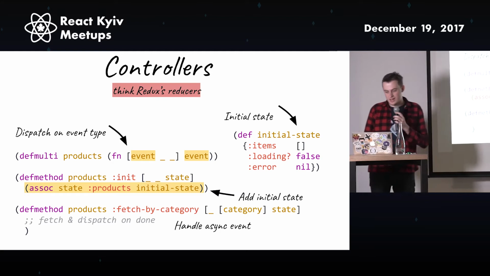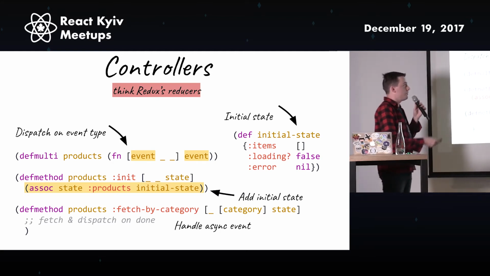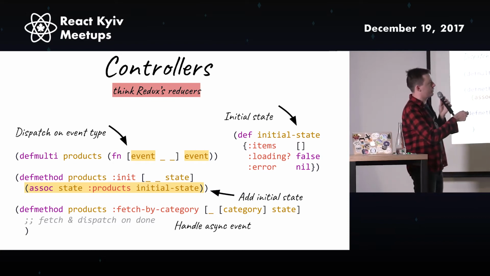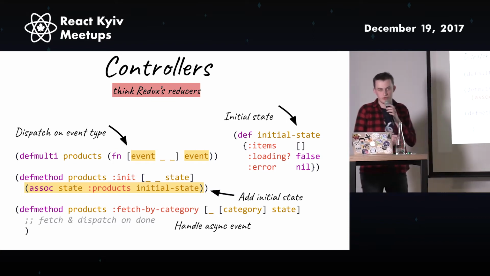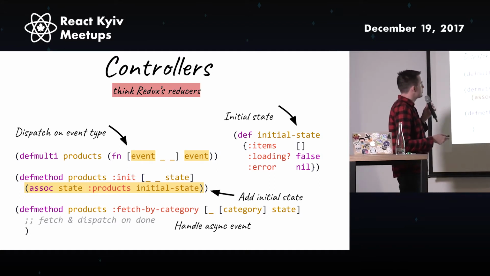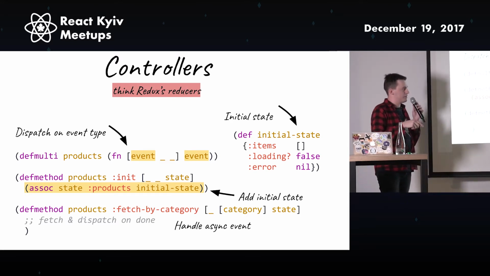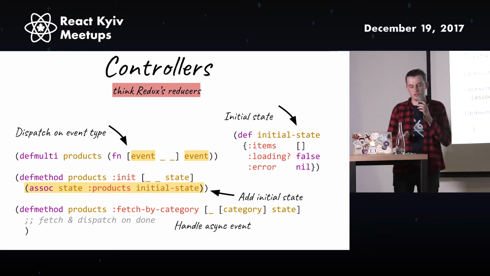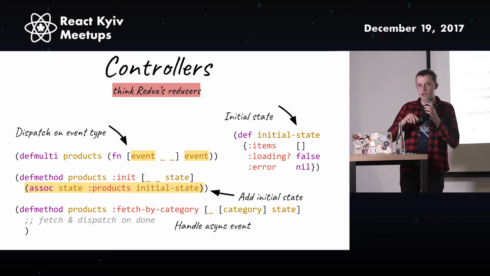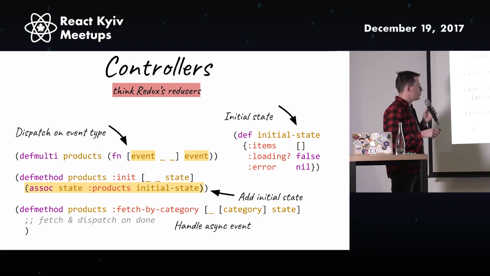Okay. So how do those controllers look? If you're familiar with Redux, you can think of controllers as Redux reducers, right? For those reducers, we are using a feature that is built into Clojure, which is called multi-methods. A multi-method is basically a function with multiple implementations, and you as a developer decide by which value you want to choose which implementation to run.